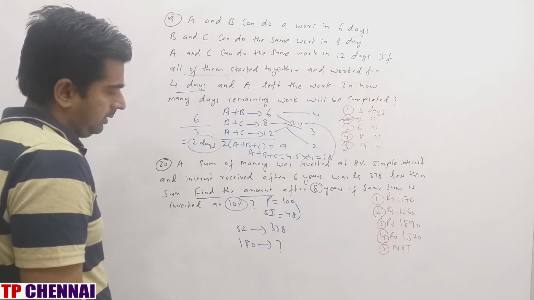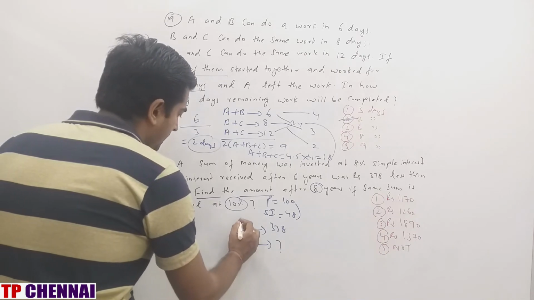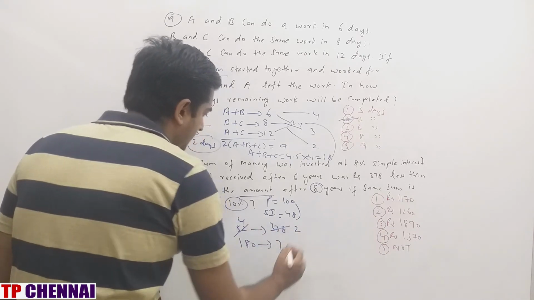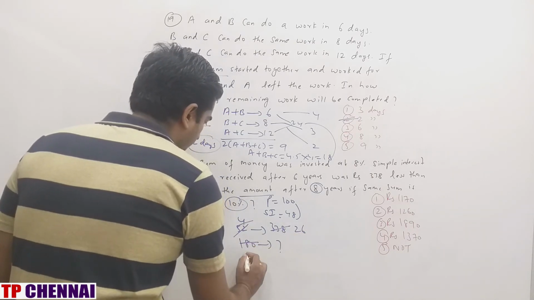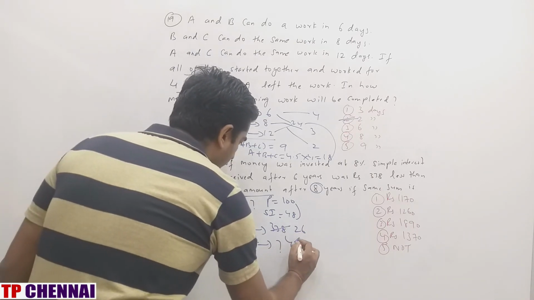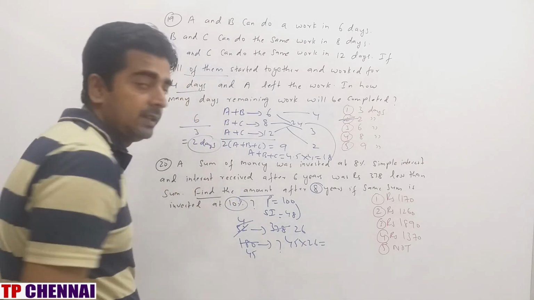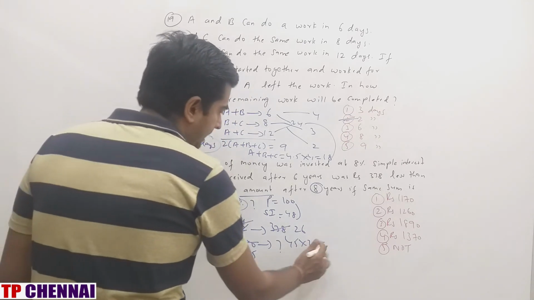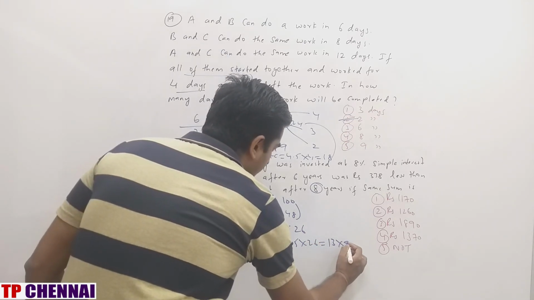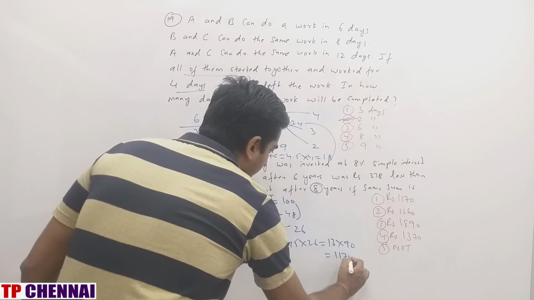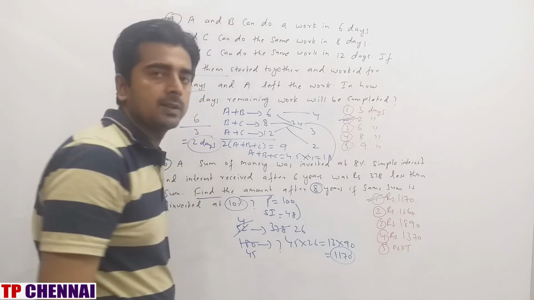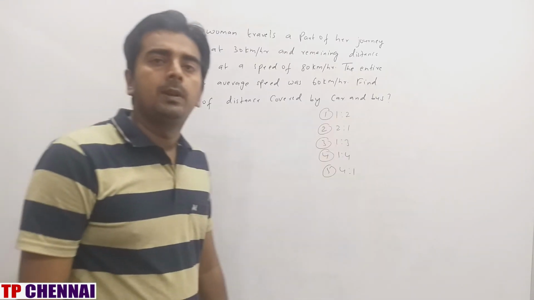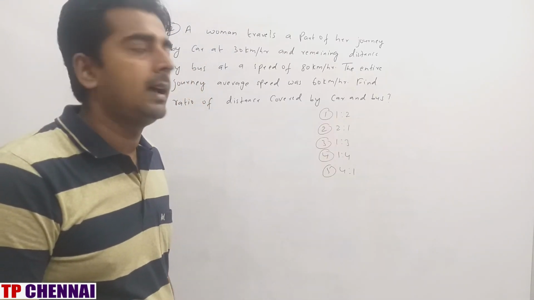Right? So 13 4s are 52, 13 2s are 26. 13 6s are 78. 45 into 13, 26 is nothing but 90 into 13. 1170 is my answer, which is the first option. So I hope you are clear with the previous question. Now we will see the last one.